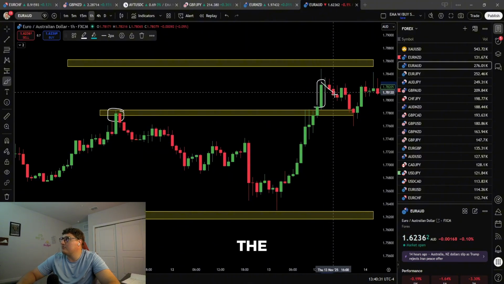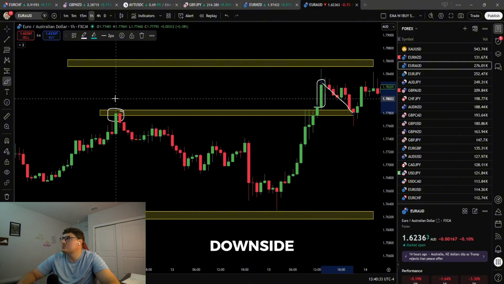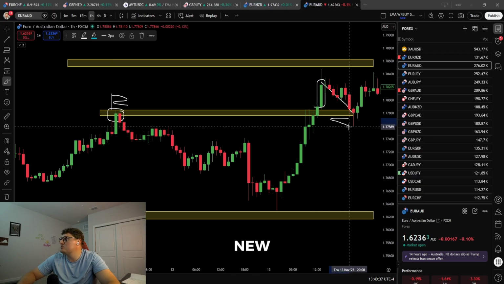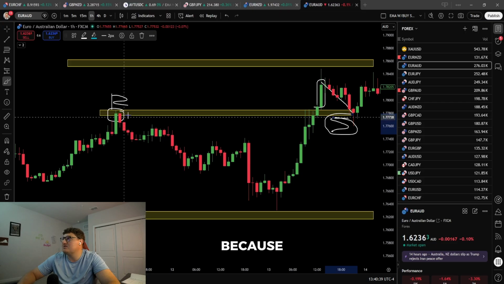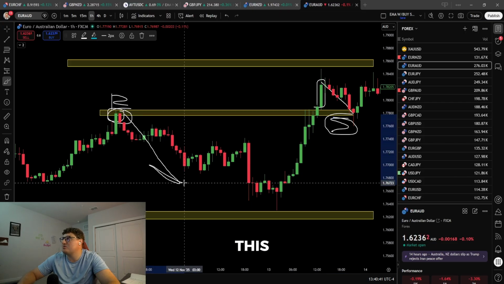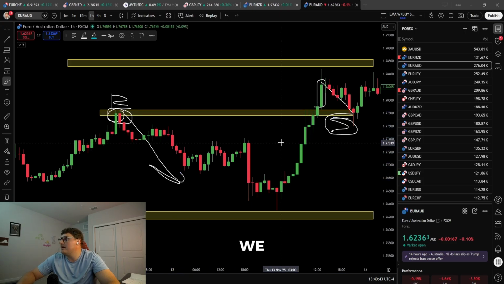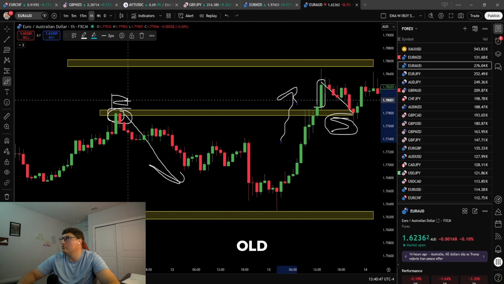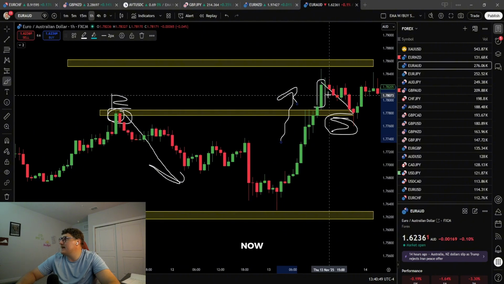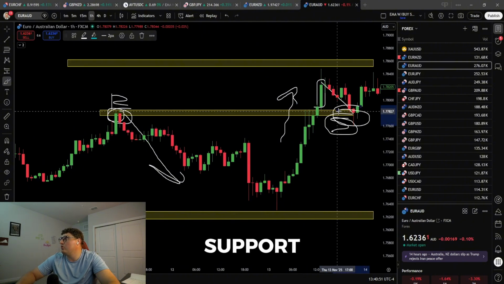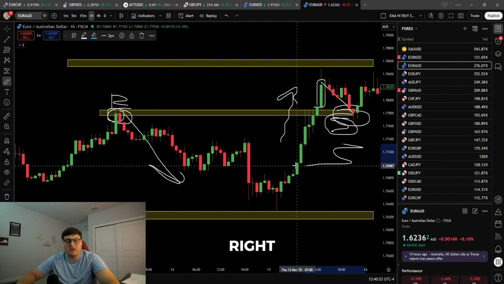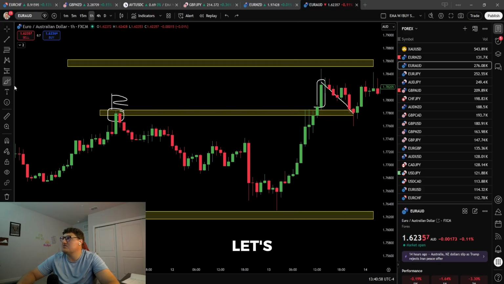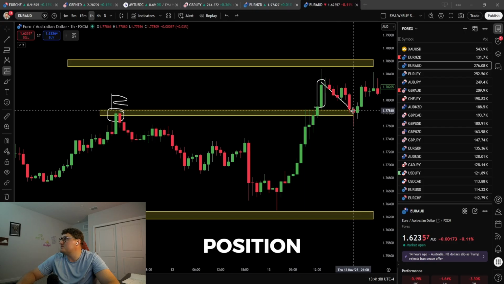And now we wait for the retest on the downside. So we're retesting what was the old resistance, the new support. Again, because it rebounded and came back down this way, it was a resistance here. We had the break of structure that came straight through our old resistance and is now used as a new support, again, right over here.